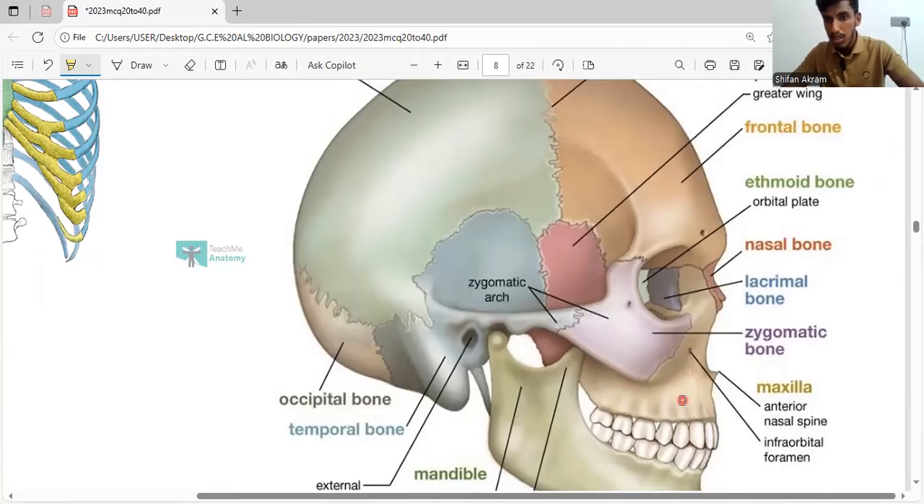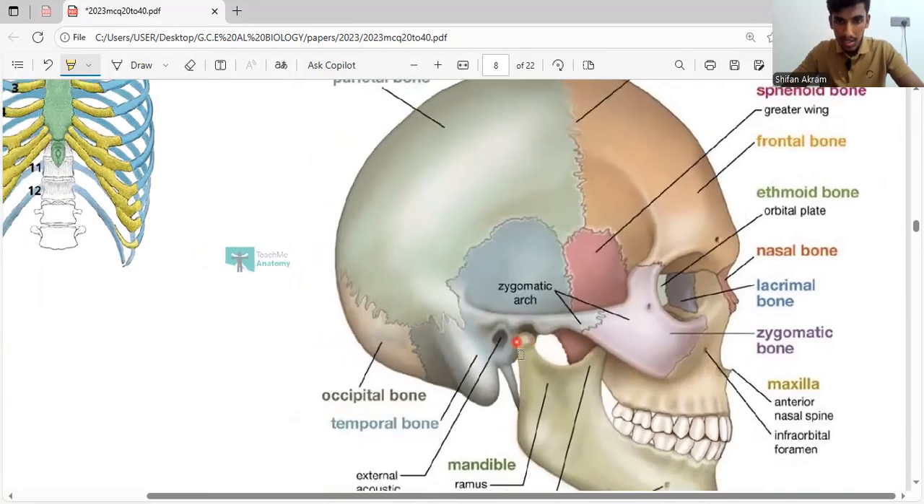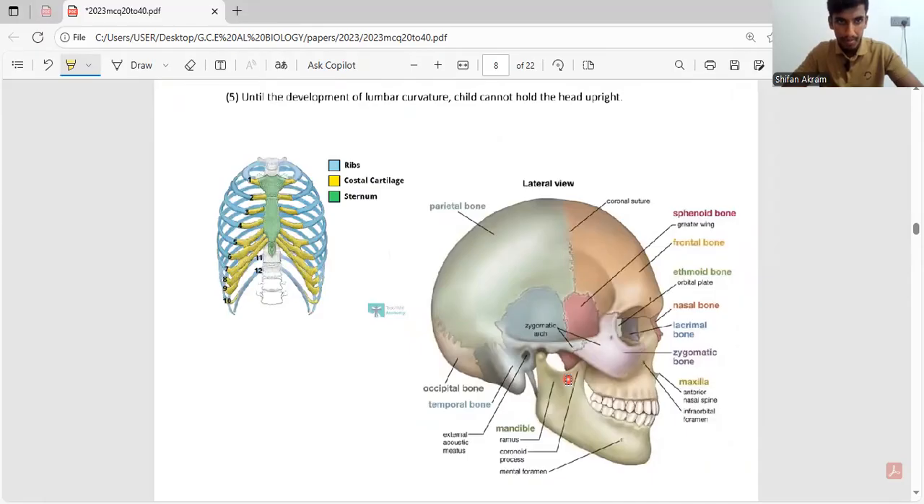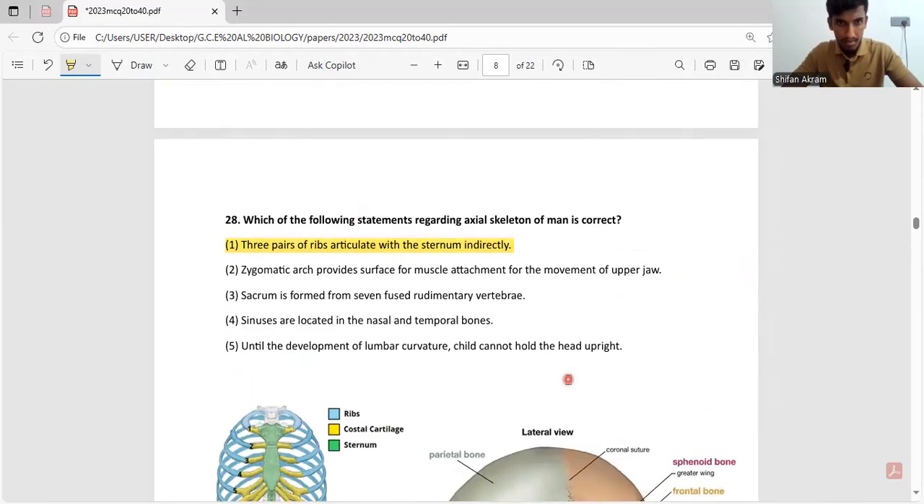They are saying in the question that the zygomatic arch provides surface for muscle attachment for the upper jaw. So this is the upper jaw, the maxilla. The zygomatic arch is here, the maxilla is here. It has nothing to do with the maxilla. The zygomatic arch provides surface for muscle attachment for the mandible, which is the lower jaw, not the upper jaw. You can see here is the mandible. It provides muscle attachment to the zygomatic arch.